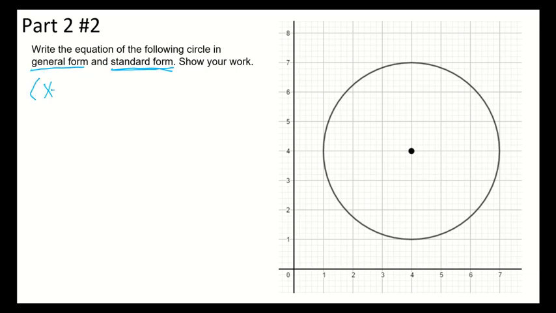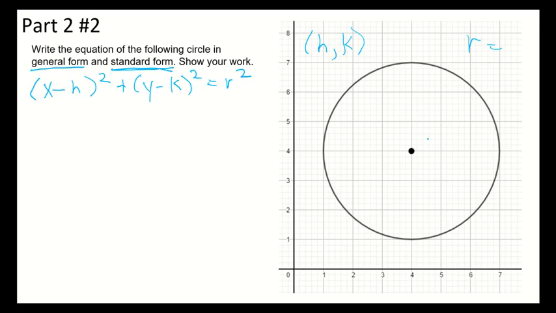It's (x minus h) squared plus (y minus k) squared equals r squared. So we need to have h and k. H is going to be the x coordinate of the center of your circle. K is going to be the y coordinate of the center of your circle. And of course, r is the radius.